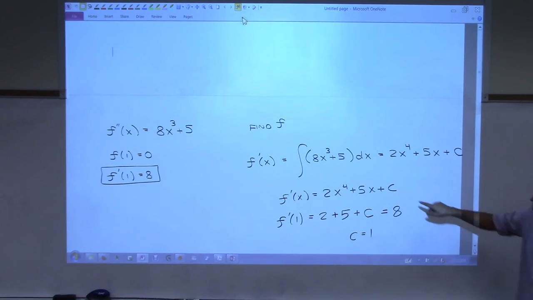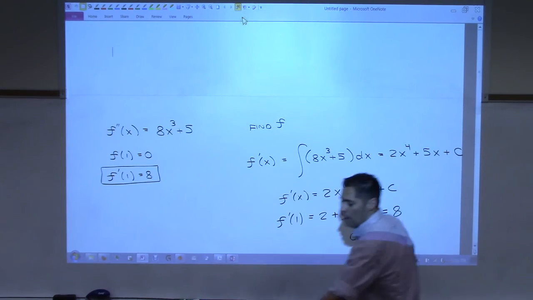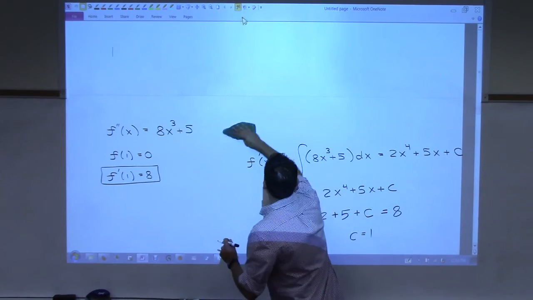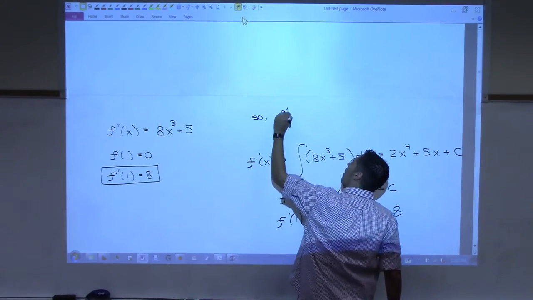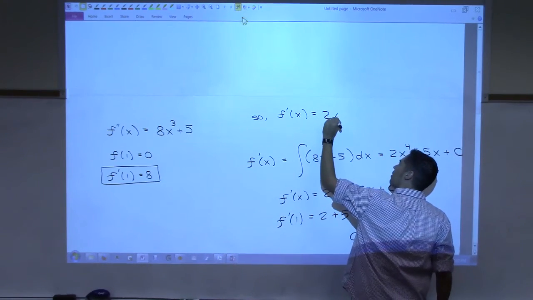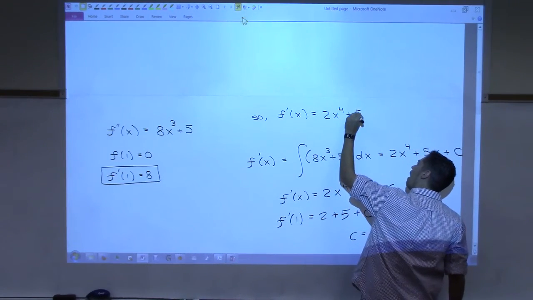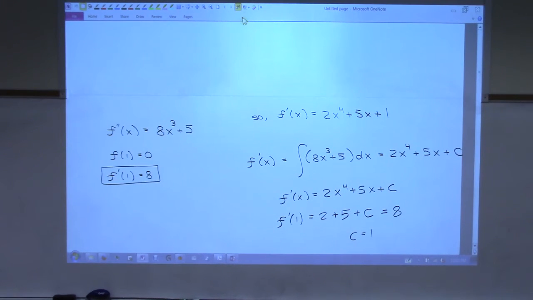That means I actually know exactly what f prime of x is. I'm not off by a constant anymore. So I can write this: f prime of x is exactly 2x to the 4th plus 5x plus 1. That's what f prime is. Questions?